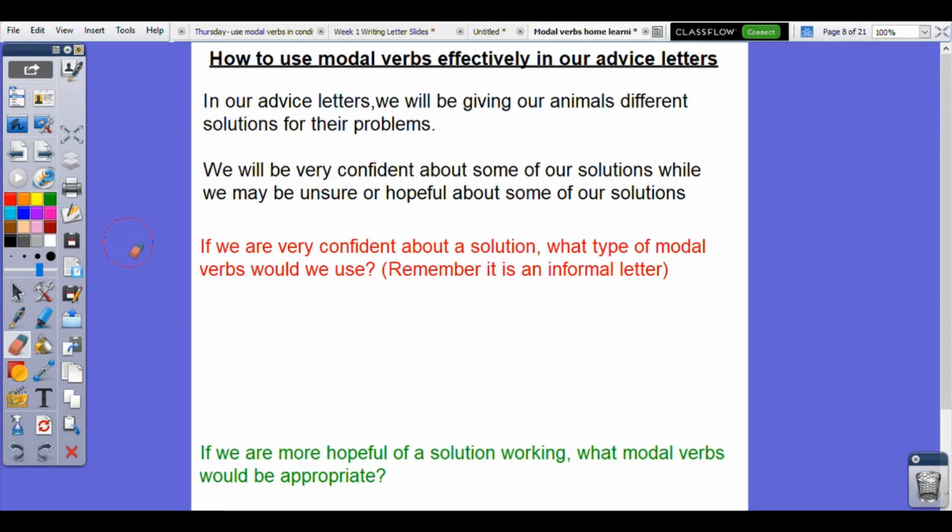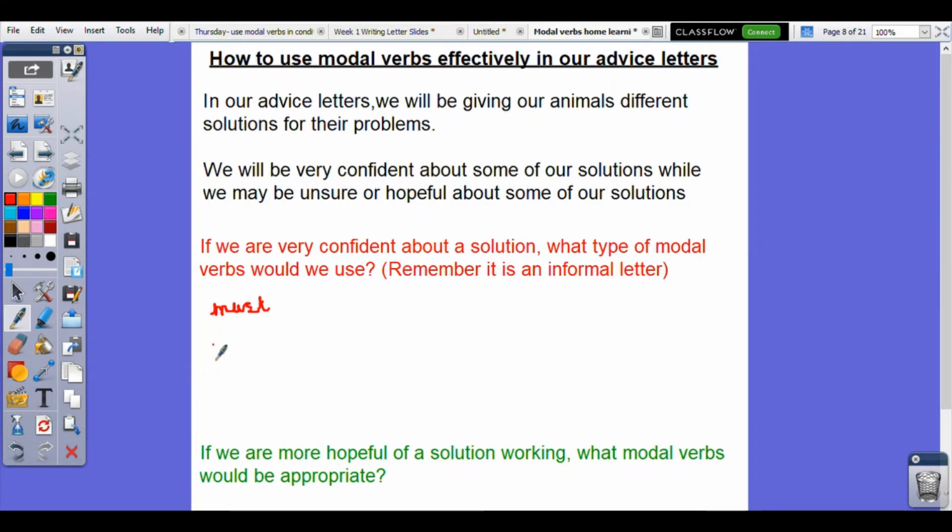So just to recap, if we were very confident about a solution, what type of modal verb would we use? What modal verbs would be appropriate? Have a little think now. You don't have to write anything down, but just have a think. Well, I think that must would be a great modal verb to use. It's the highest modality. It's very confident. It's almost a command-like, isn't it?